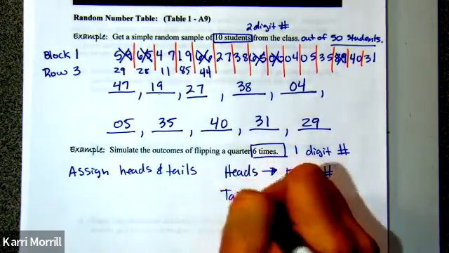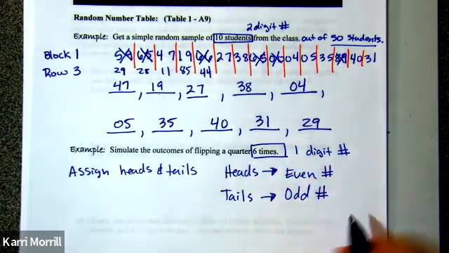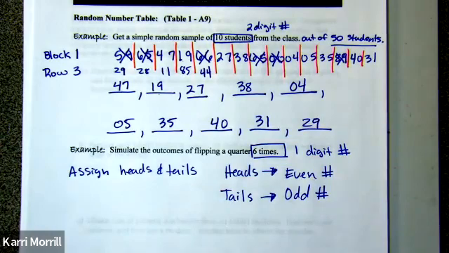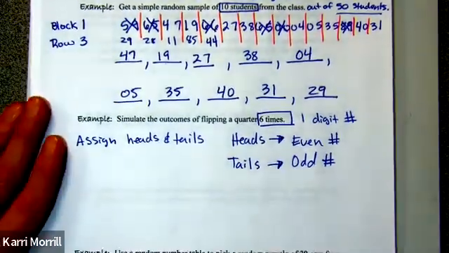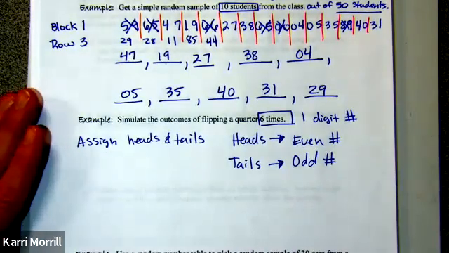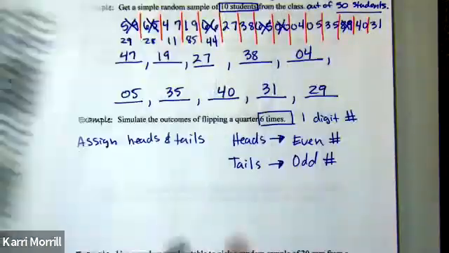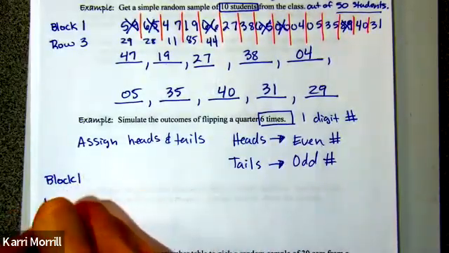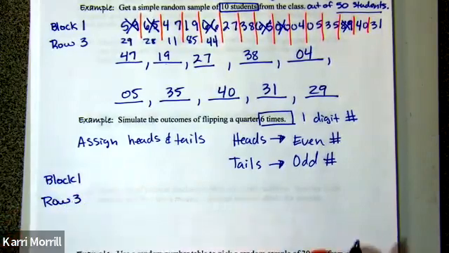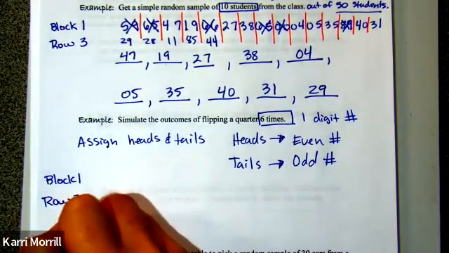And tails, call them maybe any odd number would represent that. So we could use a random number table to also simulate this. We're still going to choose block 1 just because it's easiest. Maybe let's try row 3 again, just so you can see that it doesn't really matter. Actually, I don't want to do the same one.